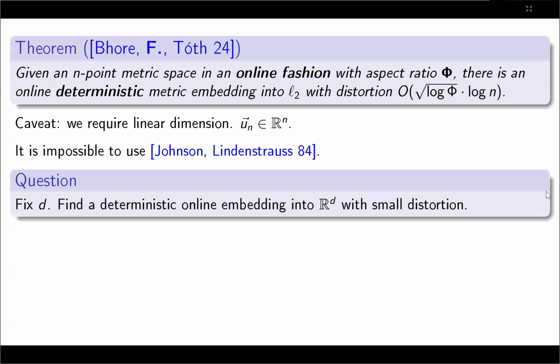suppose that I want small dimension. What can you do? We know, okay, using linear dimension, you can do this. But suppose I want to use only d coordinates, what is the best distortion which is always possible to achieve? So let's ignore the aspect ratio for simplicity. In general, you can always get square root n using linear dimension.